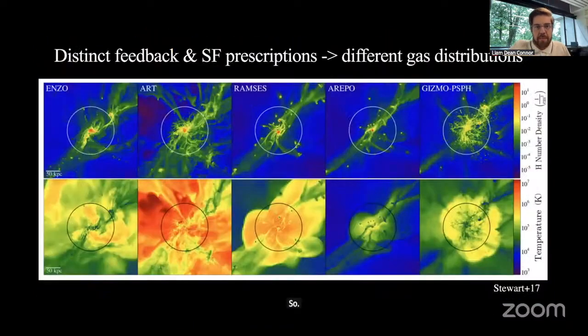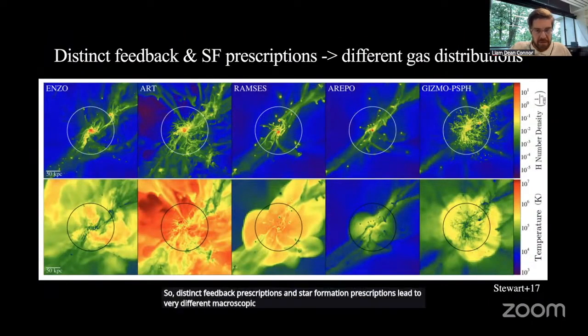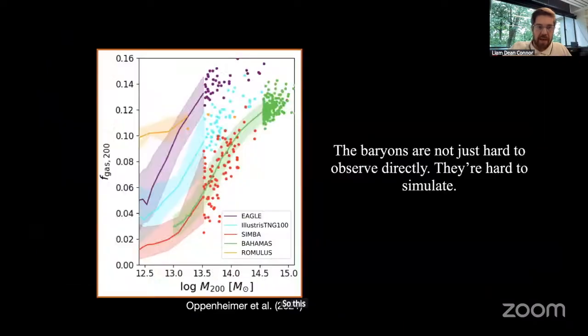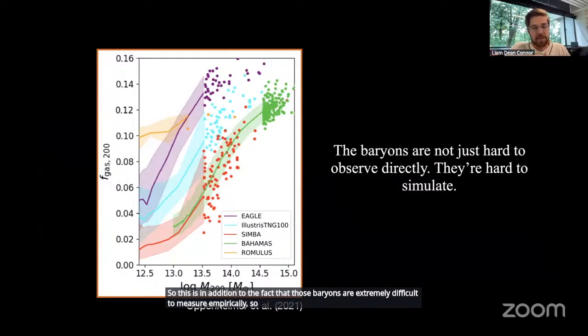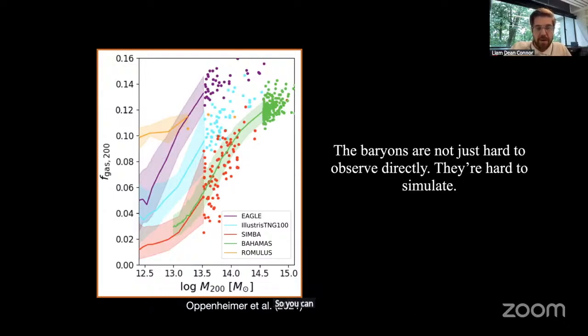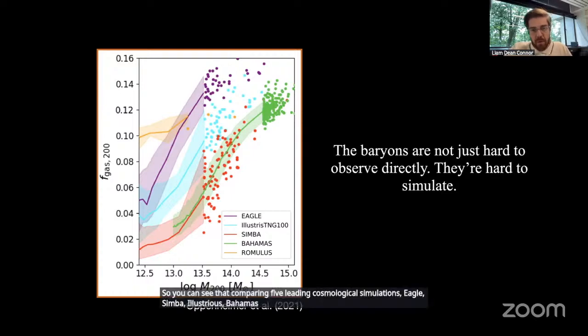So distinct feedback prescriptions and star formation prescriptions lead to very different macroscopic gas distributions. This is in addition to the fact that those baryons are extremely difficult to measure empirically. So it's not just that they're hard to observe, they're hard to simulate. Another way of looking at that is with gas fractions as a function of halo mass. You can see that comparing five leading cosmological simulations, Eagle, Simba, Illustris, Bahamas, they sort of agree, they sort of converge at cluster scale halos, and that's because we're empirically constrained at those halo masses. Whereas below the group scale, you get these order one disagreements.